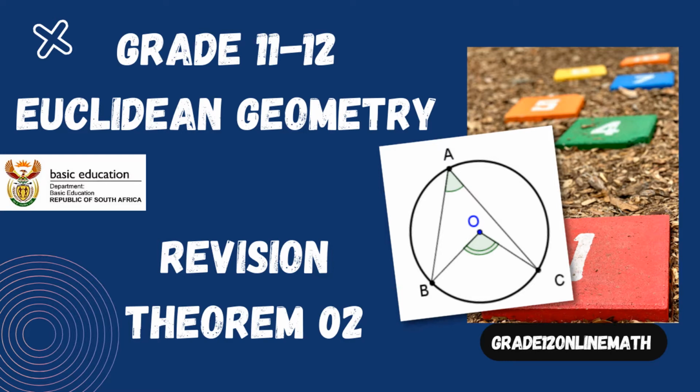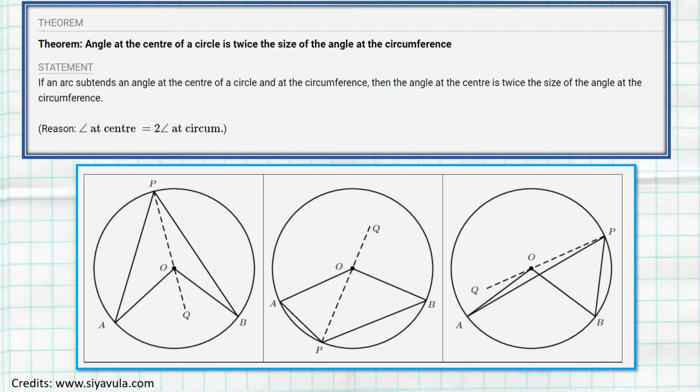Today we're going to be continuing with Euclidean geometry revision. We're focusing on Theorem 2, a continuation from the previous session. Theorem number 2 states, very important, that the angle at the center of the circle is twice the angle at the circumference, right?